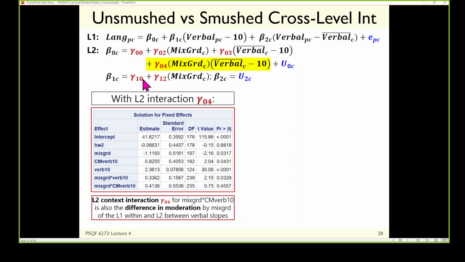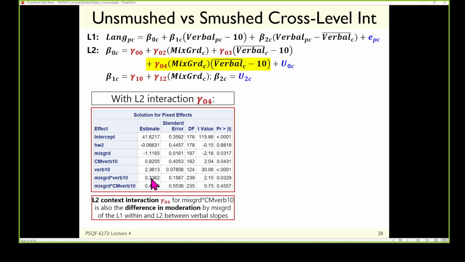The only time that I can say the within effect is given just by verbal alone is when this part drops out, which happens when mixed grade goes to 0. So putting it all together, 2.4 is the within slope for how 1 unit more verbal ability than your peers translates into a different outcome. It's higher by 2.4, specifically in schools where mixed grade is 0, meaning they don't have mixed grades.